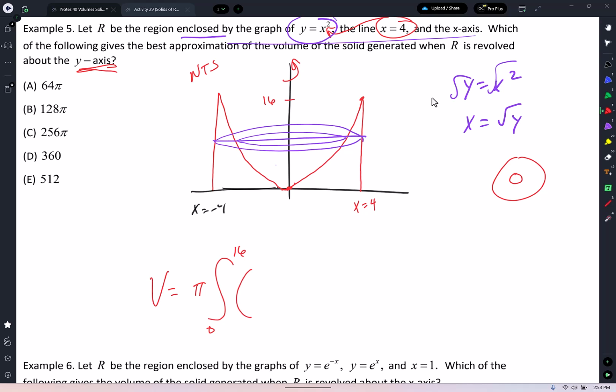Parenthesis, big R. The big R is always what? It's a constant. 4, 4 squared. No matter where the washer is, it's always 4. The distance from the y-axis to that vertical line. Do you guys see that? Minus, parenthesis, the little r is the distance from the y-axis to this curve, which is y equals x squared. But you're not going to type x squared. You're going to type what? Square root of y, close it, squared, close it, dy. Are we cool?